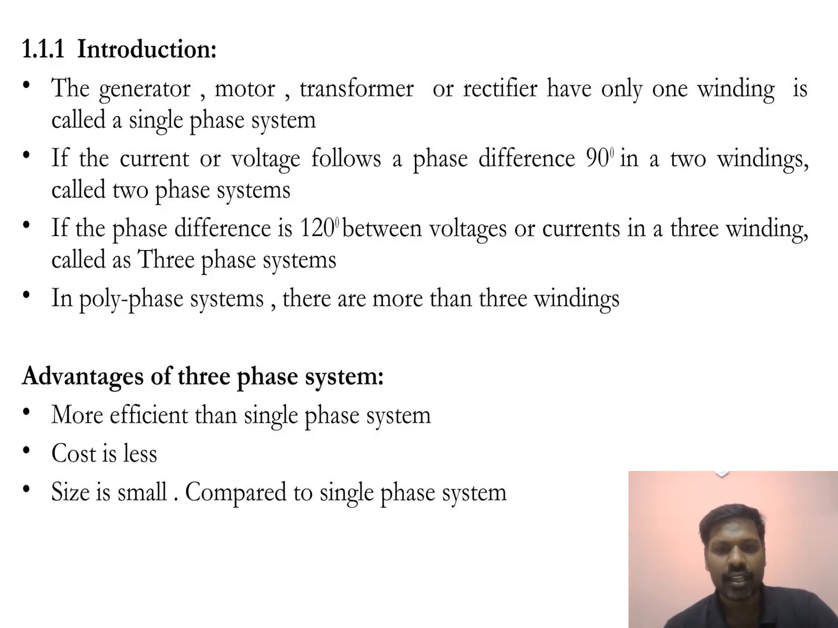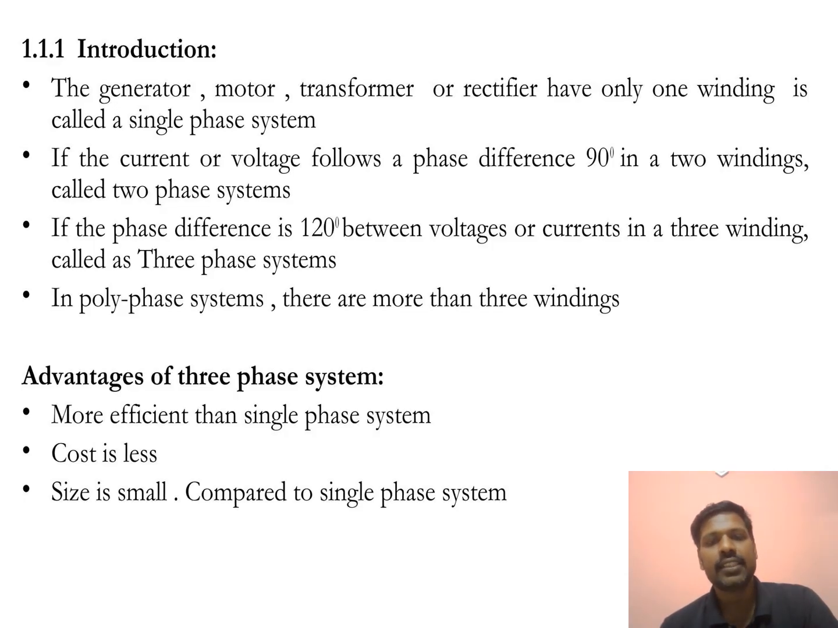A two-phase system uses two windings. The voltage or current in these two windings differ in phase by 90 degrees. Historically, two-phase systems were used, but today they are rare because three-phase systems are more efficient, convenient for power generation and distribution.